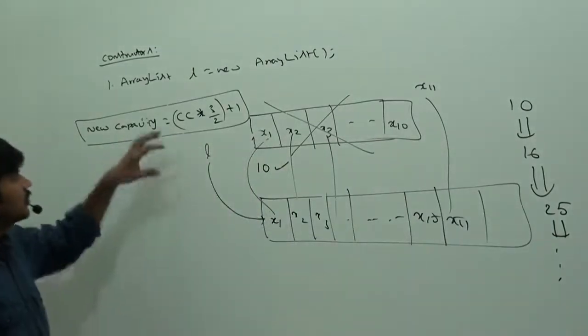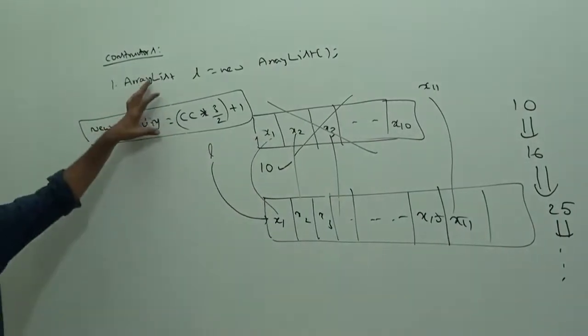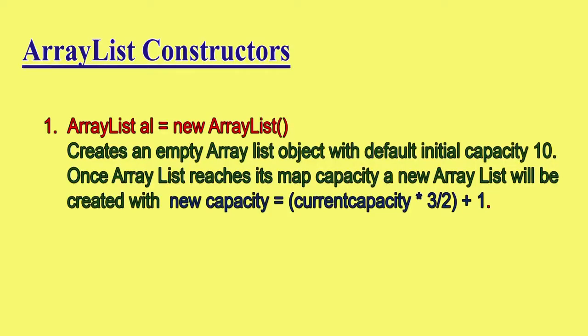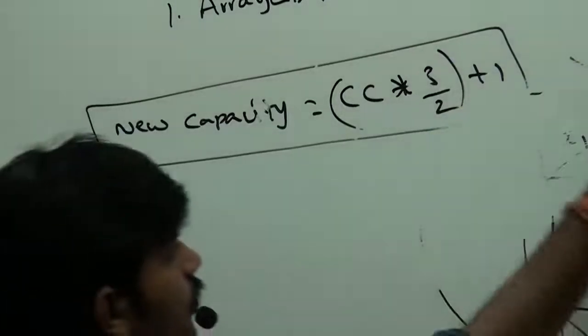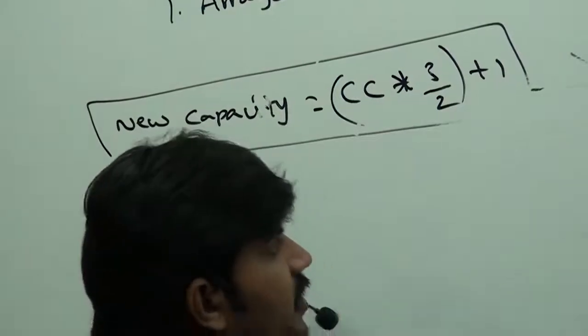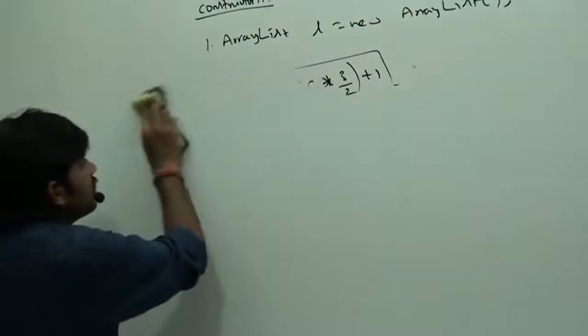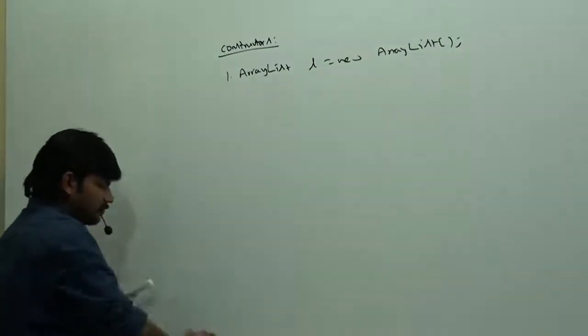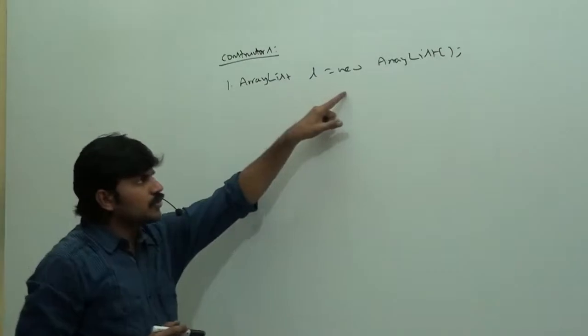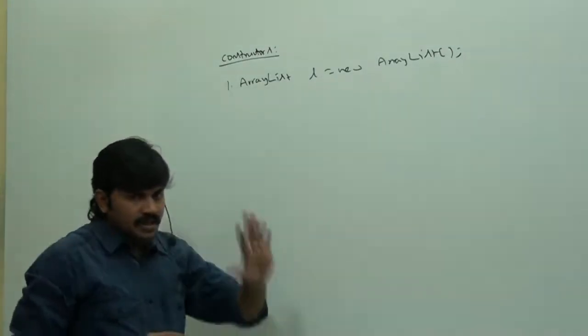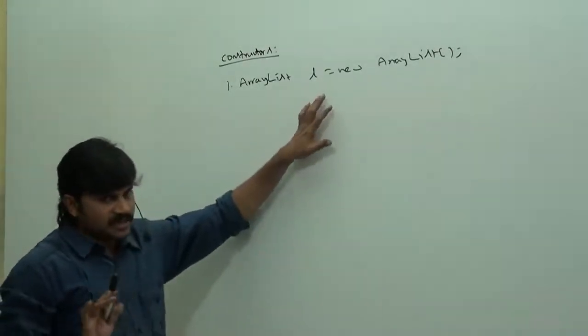Are you getting? So this is the first constructor what we have. Now let me go for the second constructor. ArrayList L is equal to new ArrayList. We are creating an empty ArrayList with the default initial capacity 10.